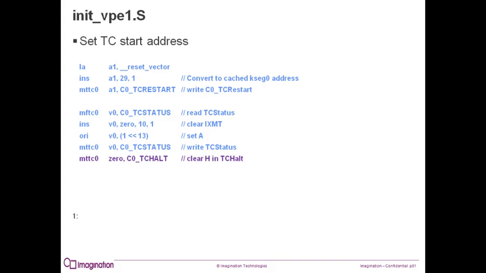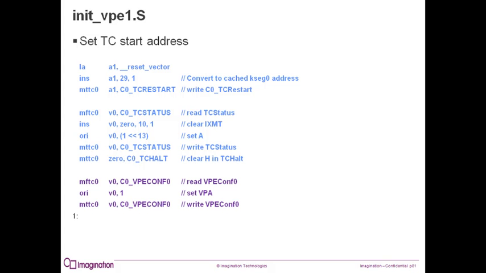Now the code unhalts the TC by clearing the H field in its TC halt register. The code then sets the virtual processor active bit in the VPE comp0 register to activate the VPE and allow the TC it has just initialized to start running. It does this by reading the initialized VPE's VPE comp0 register and setting the VPA bit, then writing it back.